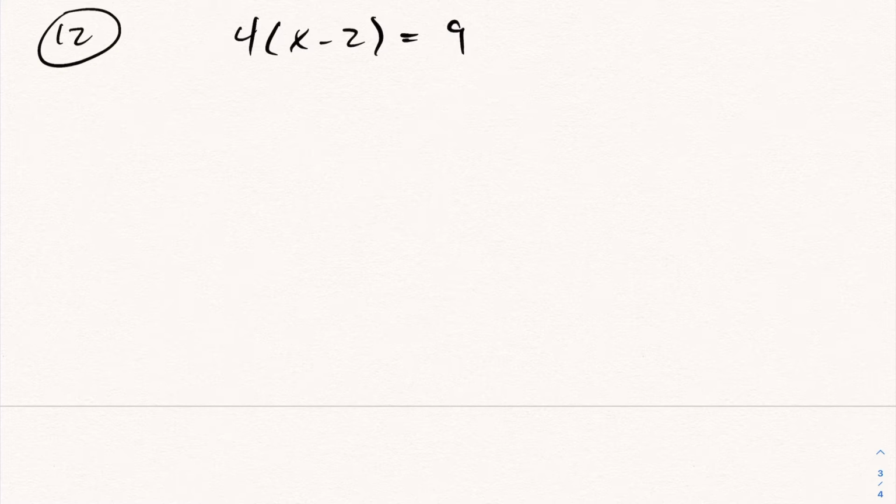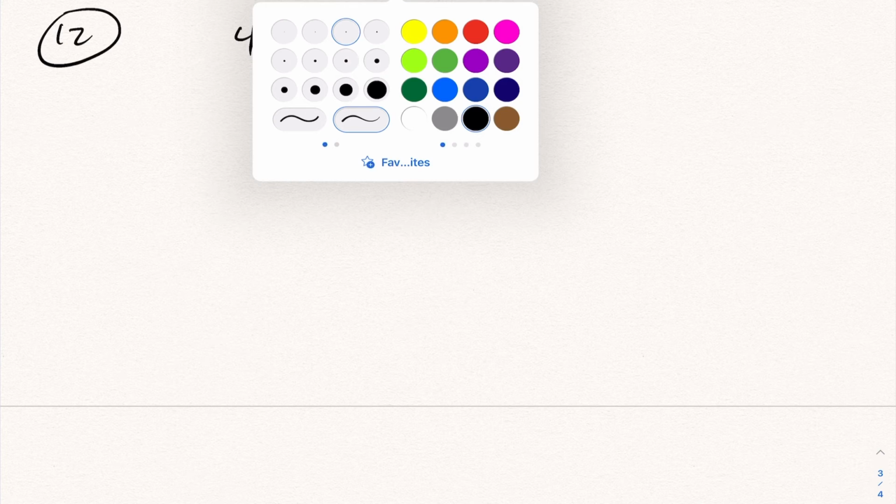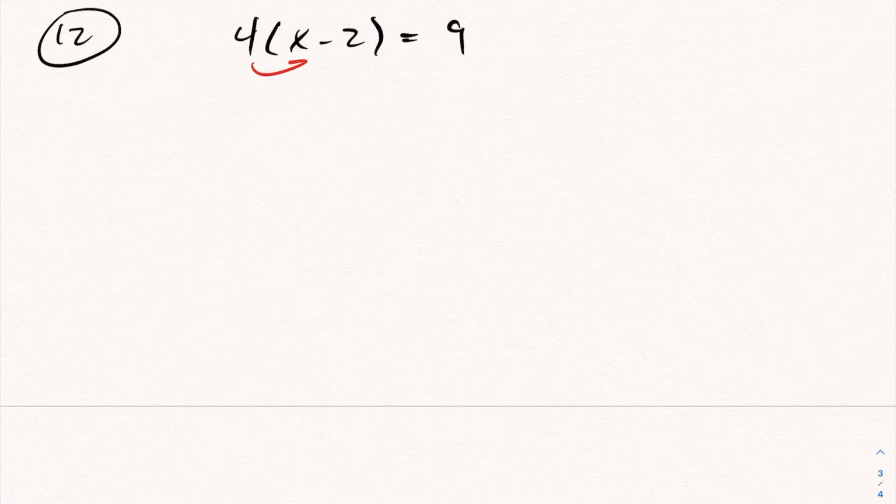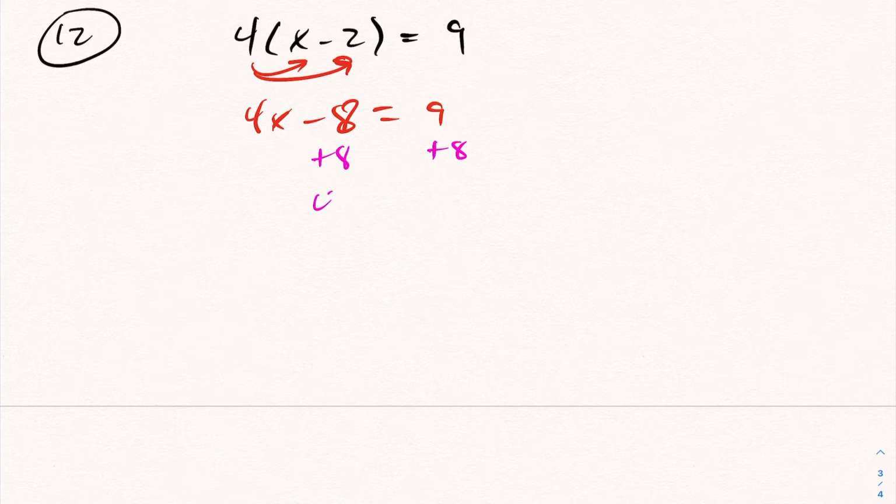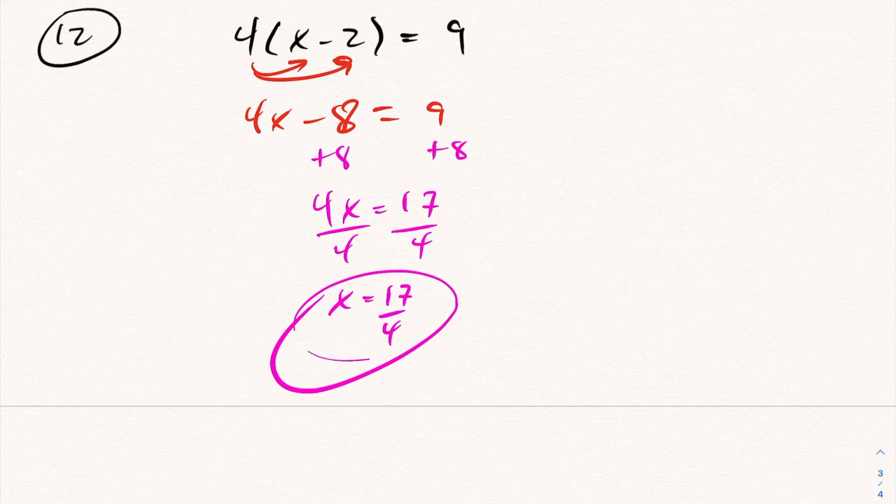Okay, let's take a look at number 12 here. Now, number 12 involves distribution, right? So now you're multiplying a monomial into a binomial here. So you have to distribute that to both terms. So this becomes 4x minus 8 is 9. And now you're back to a more basic question that you've seen before, right? Earlier on in the video, you're going to add 8 to both sides. You get 17. Then I can divide across by 4. And we get 17 over 4. And that's in lowest terms. You always want to express your final answer as a fraction in lowest terms.